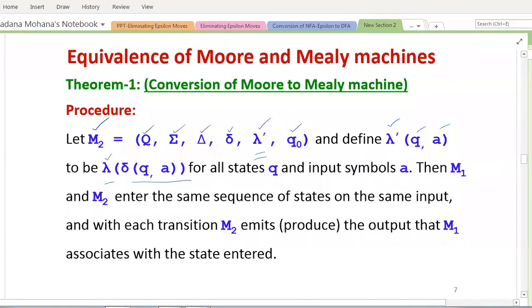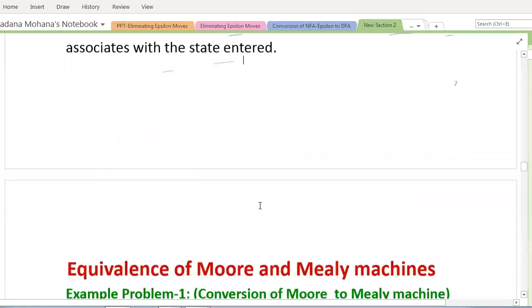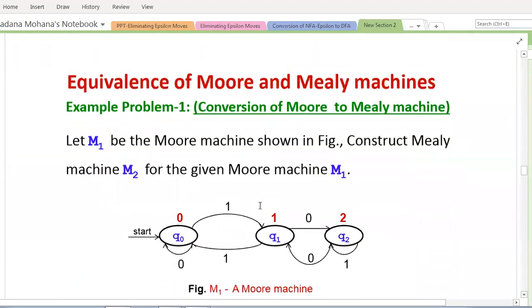So lambda dash of (q, a) equals lambda of delta of (q, a) for all states q and input symbols a. Then M1 and M2 enter the same sequence of states on the same input, and with each transition M2 emits or produces the output that M1 associates with the state entered. So for every state on every input you can provide the associated output.